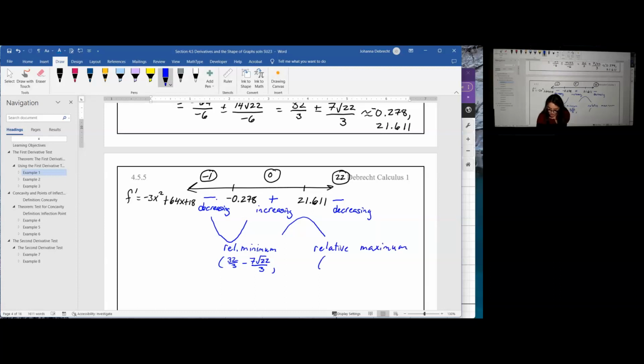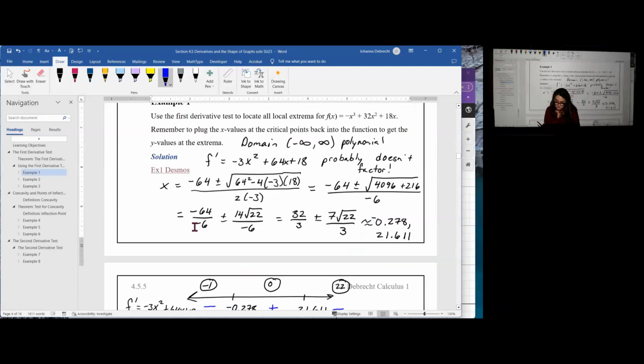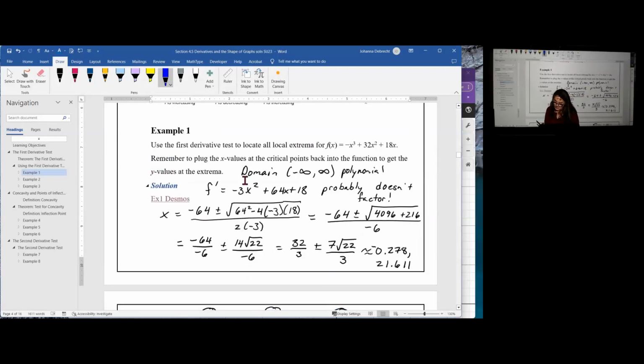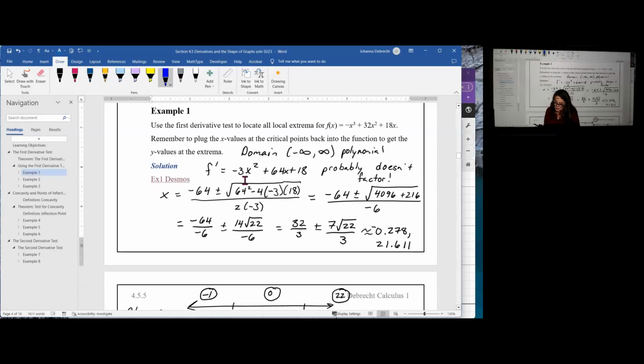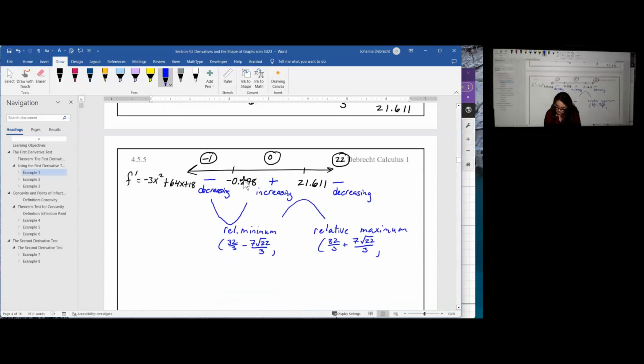I know where it occurs, 32/3 plus 7 square roots of 22 divided by 3, but I don't yet know what the value is. To find the y value at the extremum, you're going to have to substitute these nasty values back into the function itself. Let's write down what the actual function is. The function was negative x cubed plus 32x squared plus 18x.